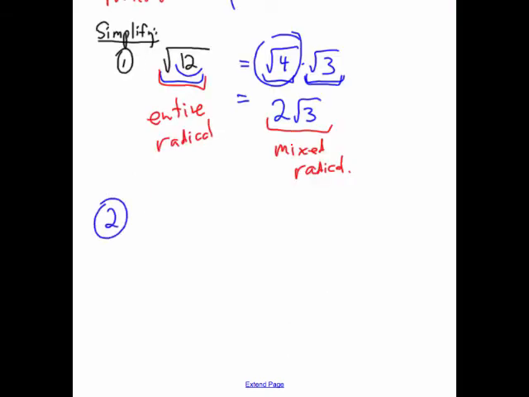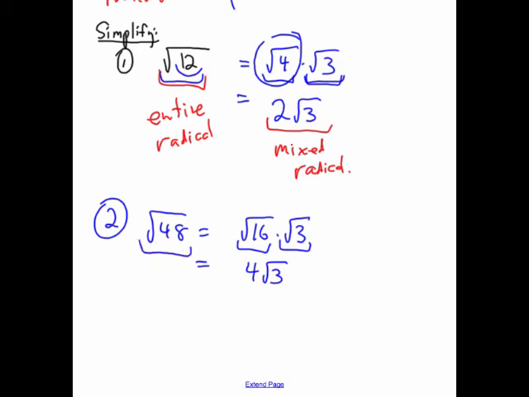Another example, let's take the square root of 48. Again, you want to think about the largest perfect square that divides into 48. If you think about that for a moment, you come up with the square root of 16 multiplied by the square root of 3. The square root of 16 is 4. The square root of 3 isn't a perfect square, so we keep it as the square root of 3. So the square root of 48 is equal to 4 times the square root of 3.